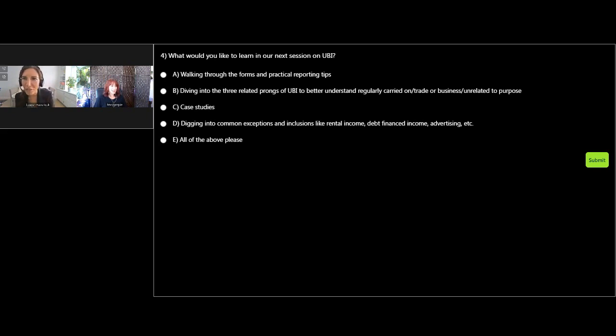What would you like to learn in our next session on UBI? So this was a high-level primer, but we can always take deeper dives, and we'd love to hear from you to see what you'd like to hear more about, whether it's walking through the forms, practical reporting tips, diving into the three related prongs, case studies, digging into common exceptions and exclusions, or all of the above, please. Or maybe you're good. You don't want to know any more about UBI. That's enough to make you never want to think about UBI again.